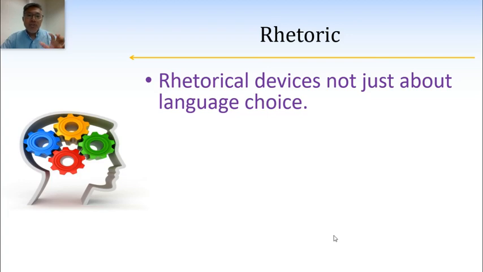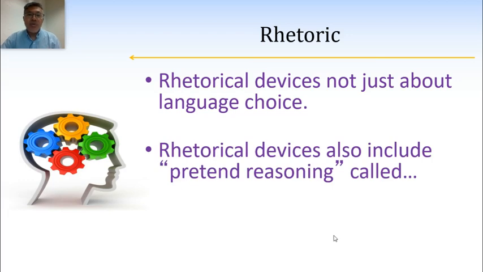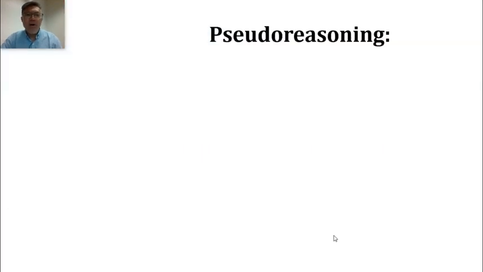So we can psychologically move people towards seeing a claim a certain way by the way we choose our phrasing of our claim. We refer to these as rhetorical devices, but rhetorical devices are not just about language choice, word choice. Rhetorical devices also include phrasing things in a way that sound like reasons for believing a conclusion, when in fact they're not reasons at all, right? This is referred to as pseudo-reasoning.